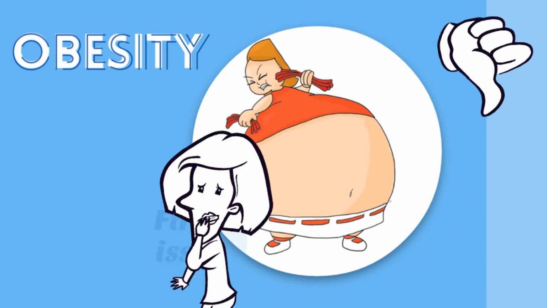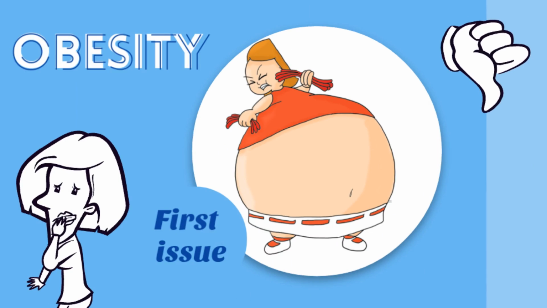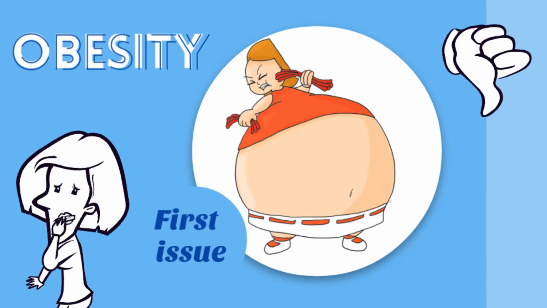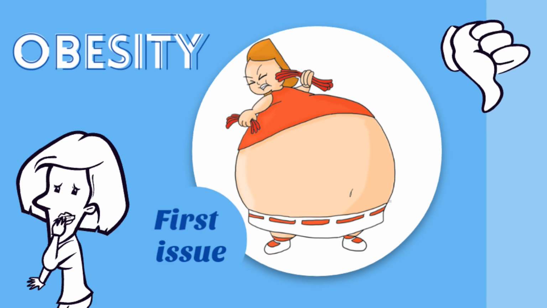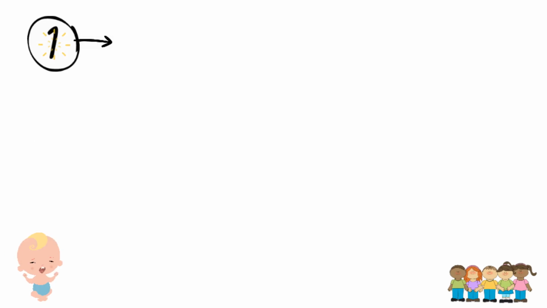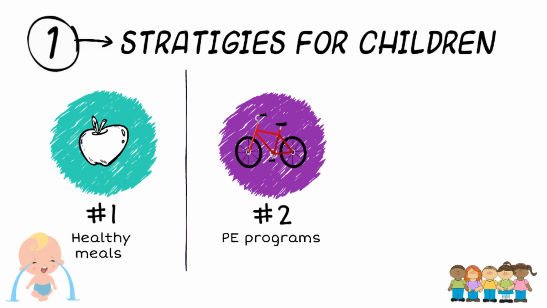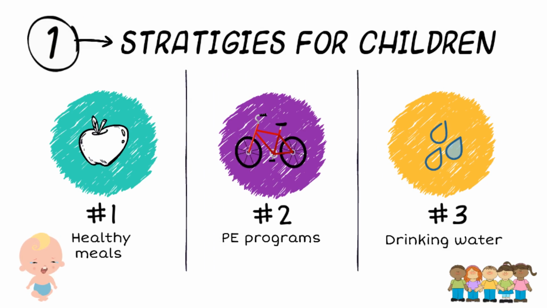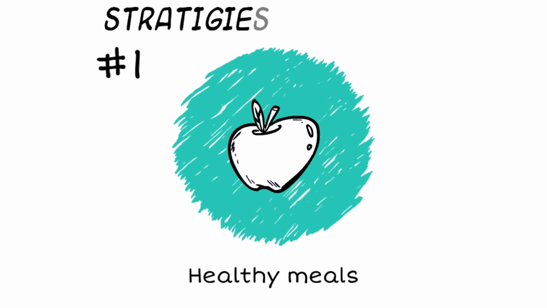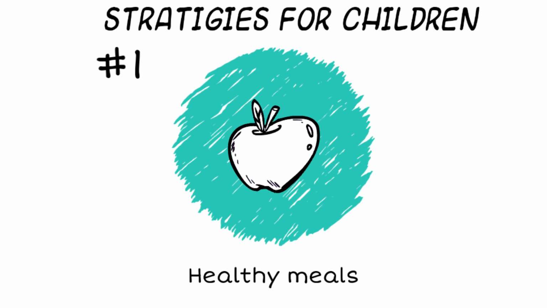The obesity issue is becoming a serious health problem in the United States. Around 35% of American citizens have an obesity problem. The United States government is using many strategies to stop childhood obesity. The first strategy is providing healthy meals to the children in schools, which will let many of the children lose weight and be healthier.